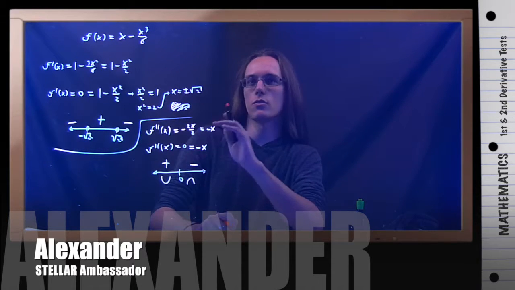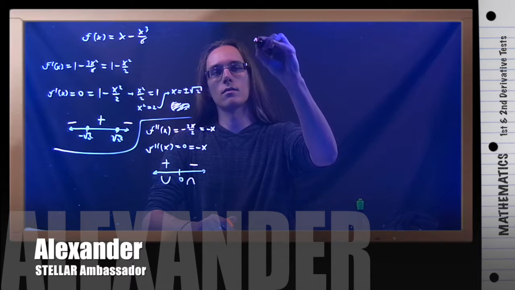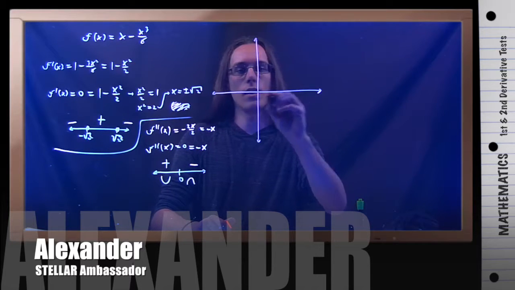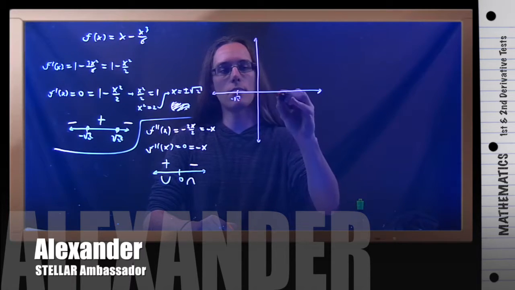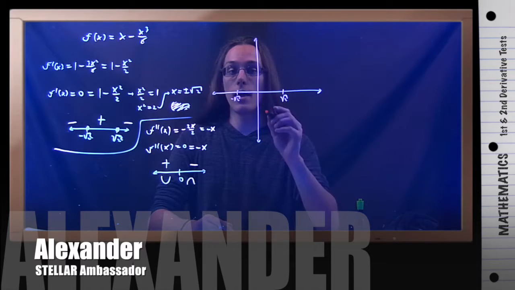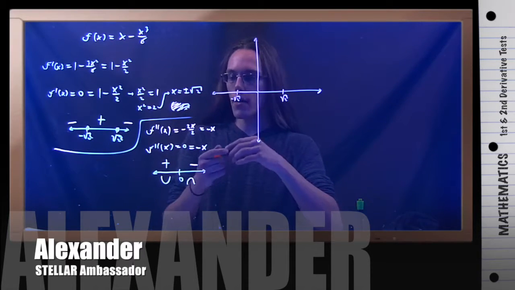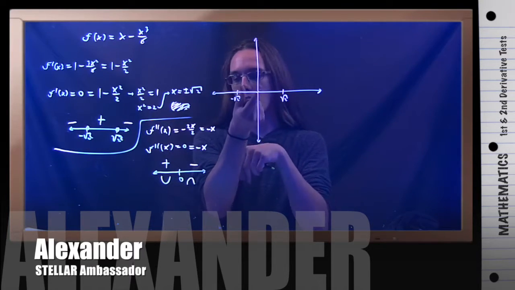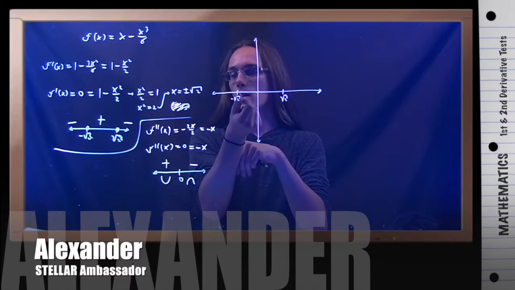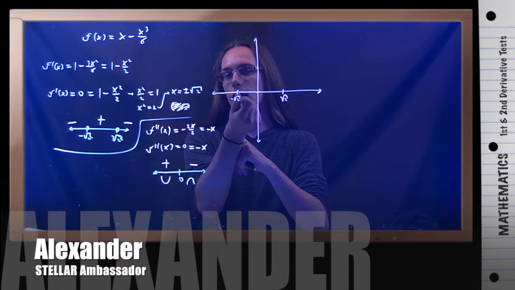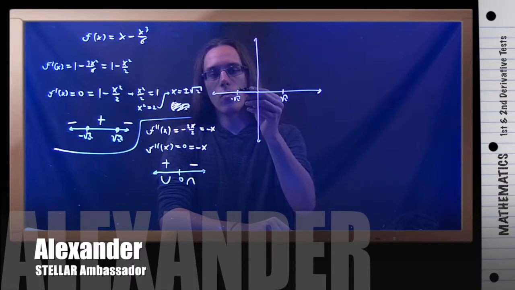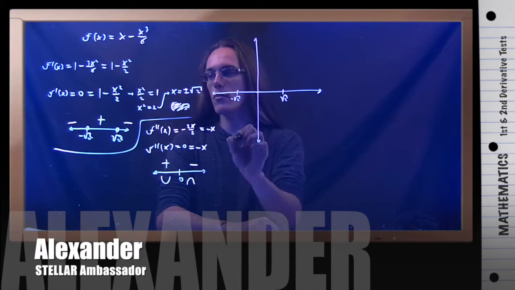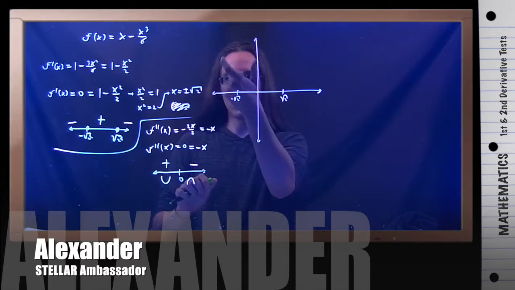So let's use this information to construct our graph. And let's say negative root 2 is like right here, and positive root 2 is like right here. And there's 0 right there. Okay, so again, just using the information we have, we know that there should be a positive concavity over here. And we know that the slope should be 0 at negative root 2. So wherever I put my upwards cup, I know that it's going to be flat right here at negative root 2 because the slope is 0, and it's going to be an upwards cup.